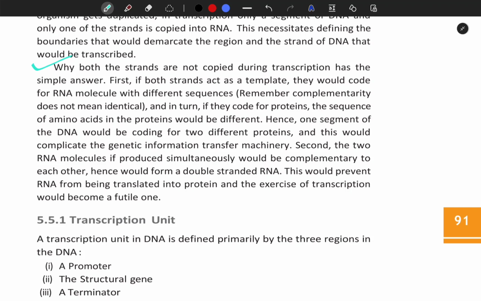Hence, one segment of the DNA would be coding for two different proteins, and this would complicate the genetic information transfer machinery. Second, the two RNA molecules, if produced simultaneously, would be complementary to each other. Hence, they would form a double-stranded RNA. This would prevent RNA from being translated into protein, and the exercise of transcription would become a futile one.